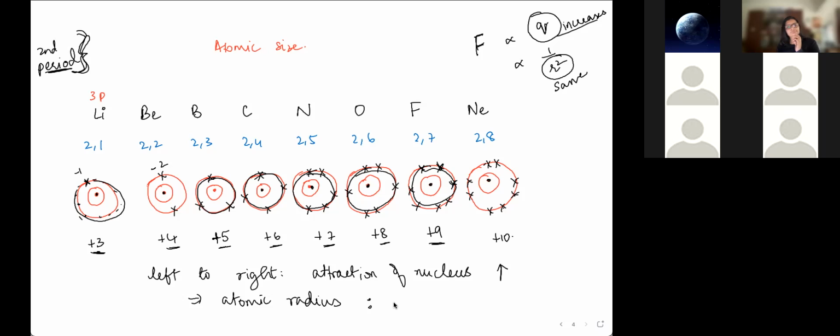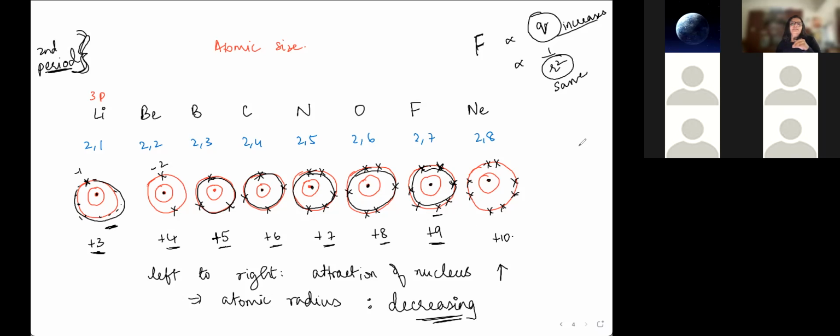It is the same, right, for all of them. You just said they're coming closer, right? So if they're coming closer, what happened to the radius? Decreasing. If I compare lithium ka radius with fluorine ka radius, it ends up decreasing. Yeah.